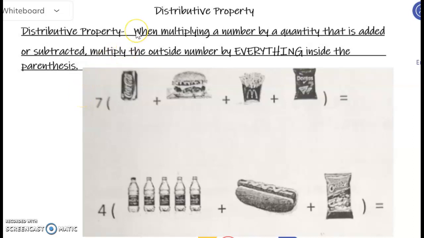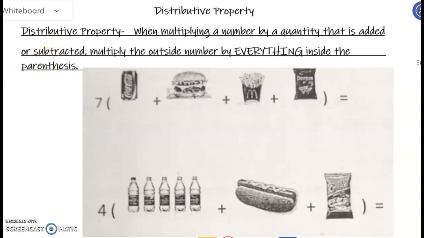All right, so we are going to go over the distributive property here. If you take a look at the definition, the distributive property is when multiplying a number by a quantity that is either added or subtracted, multiply the outside number by everything inside of the parentheses.